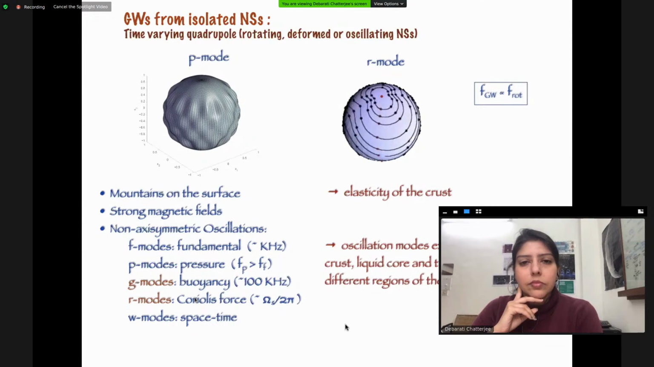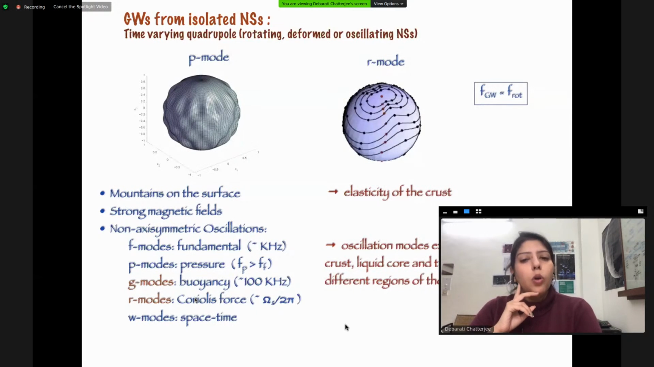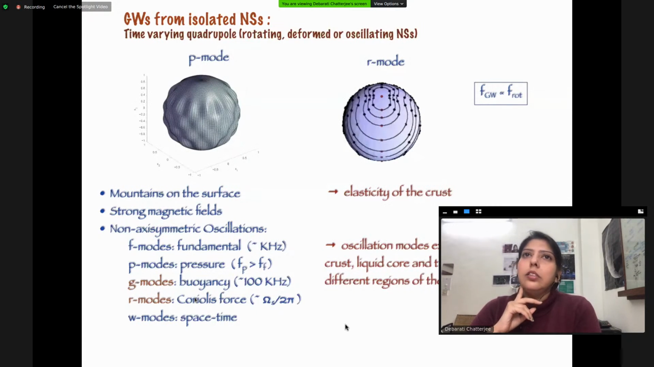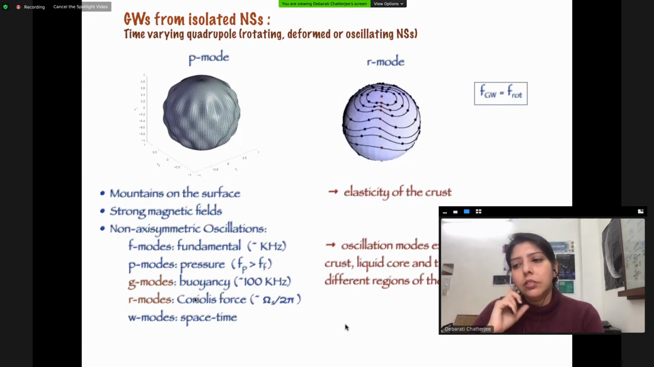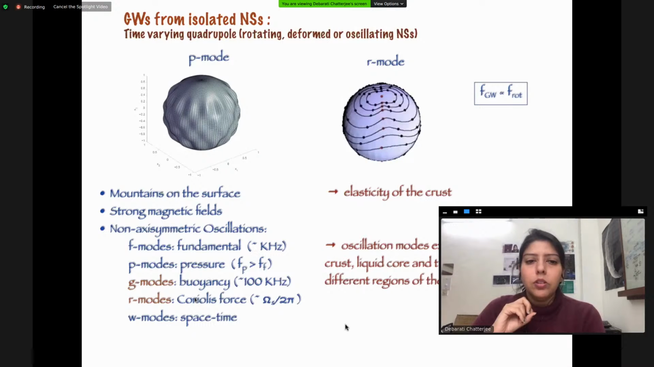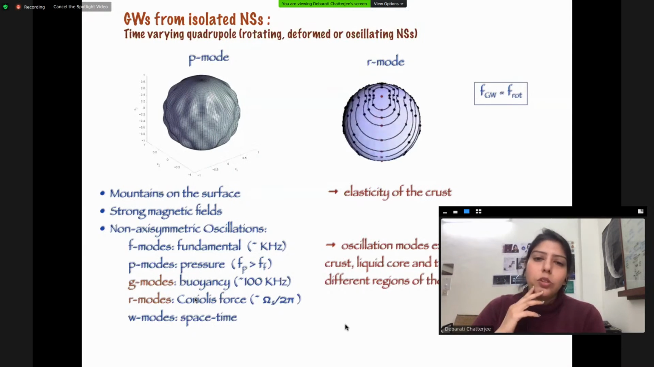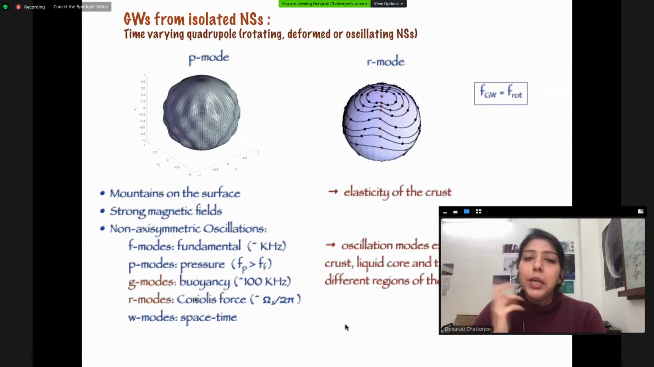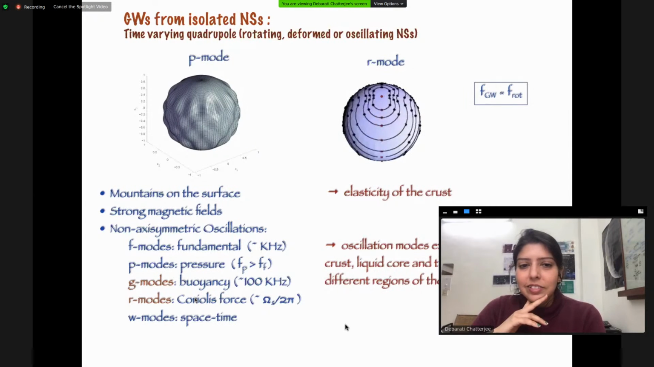So is this a general feature or a special feature of some neutron stars? Yeah, mountains are not found on all of them, but the elasticity of the crust, like I mentioned, is a prime factor which controls this. So, of course, you don't find mountains on all of them, but they may be there. Okay, ma'am. Thank you.